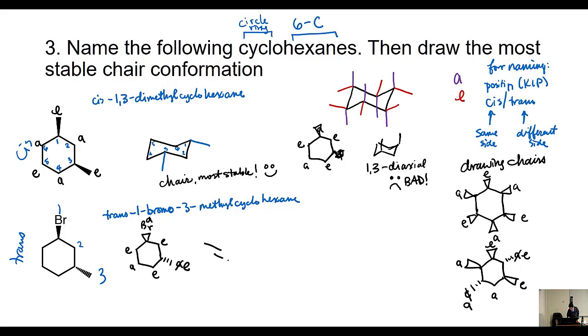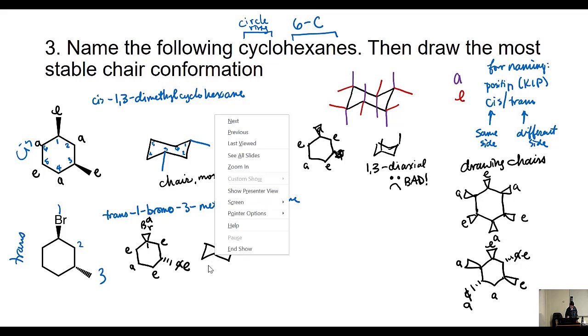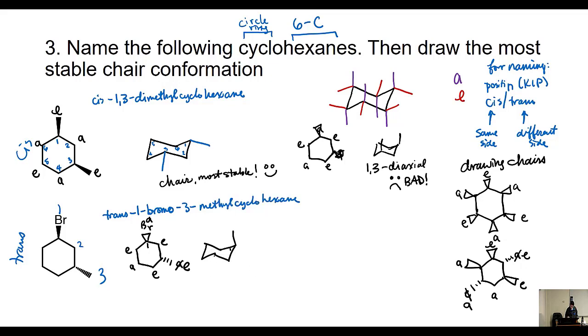All right, so I'm going to call this 1. All right, bromine is going to be in the axial position. 2, 3. This is going to be the equatorial position, like that. Okay? This is if I start with A.